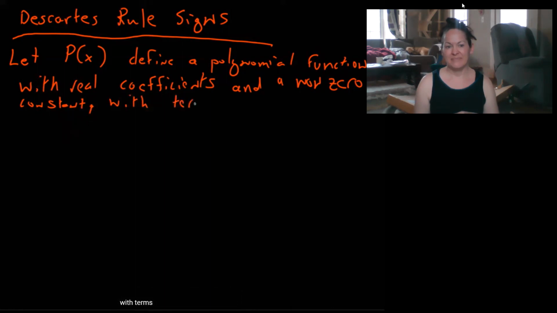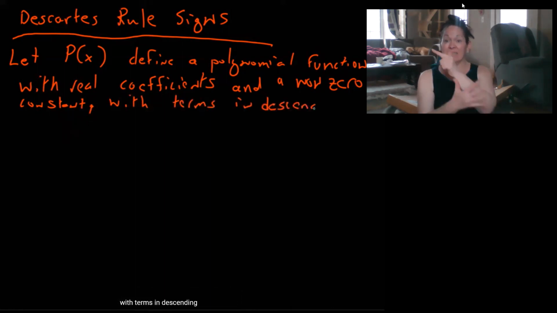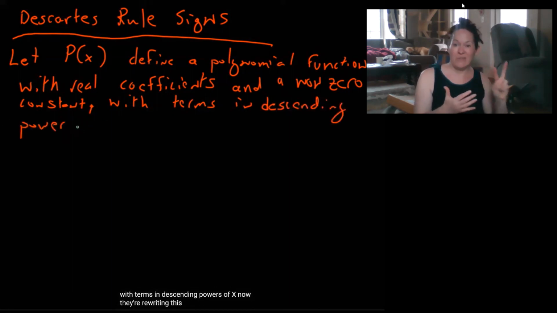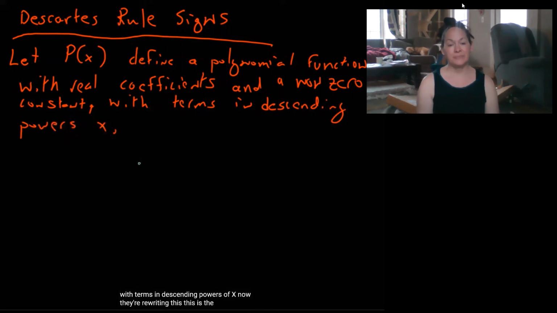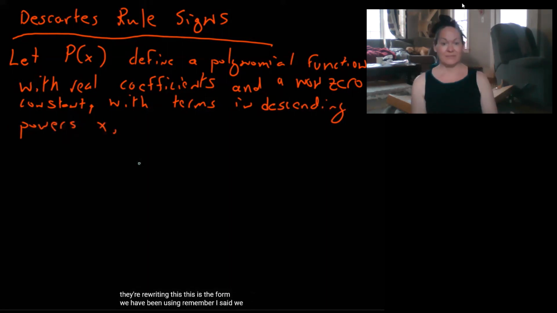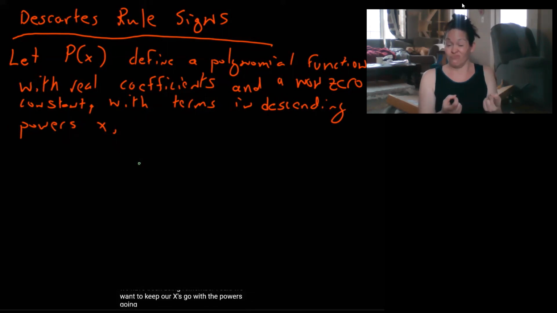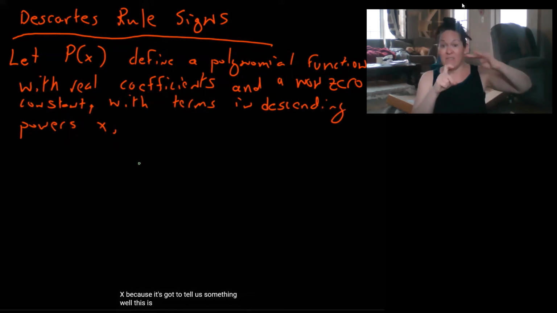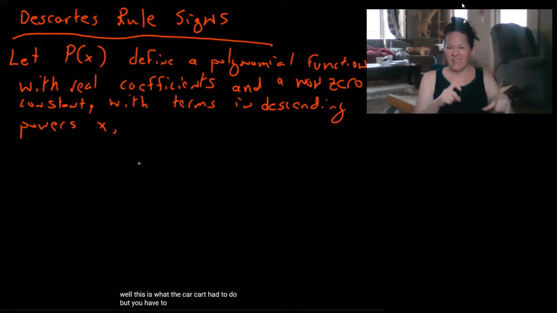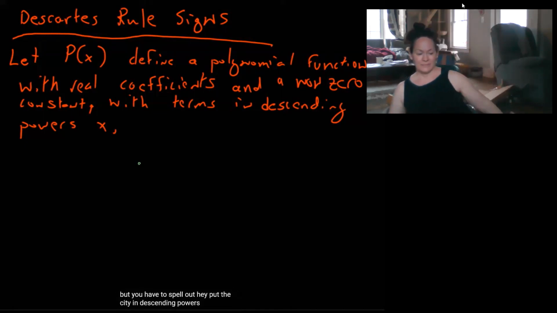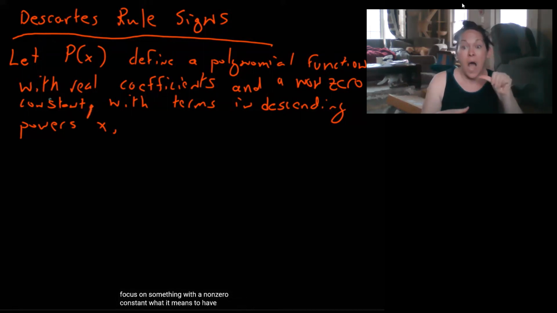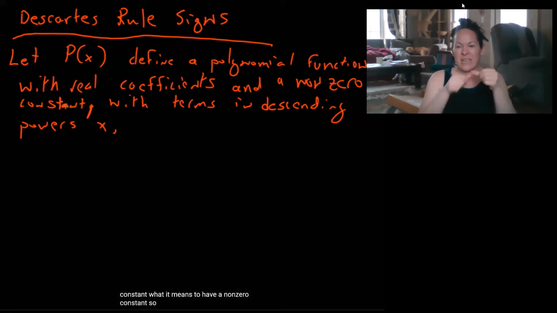With terms in descending powers of x. Now they're rewriting this. This is the form we have been using. Remember I said we want to keep our x's with the powers going down. Make those powers go down in x because it's going to tell us something. Well, this is what Descartes had to do. But he has to spell out, hey, put this in descending powers of x. I want to focus on something with a non-zero constant. What it means to have a non-zero constant.